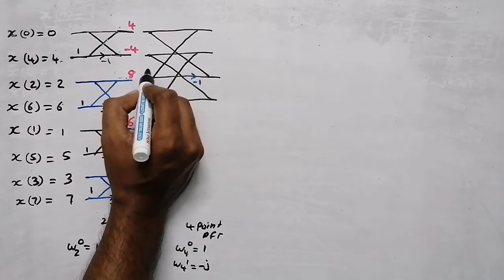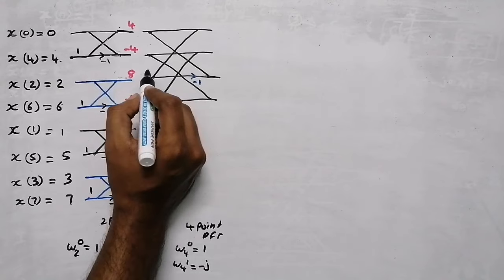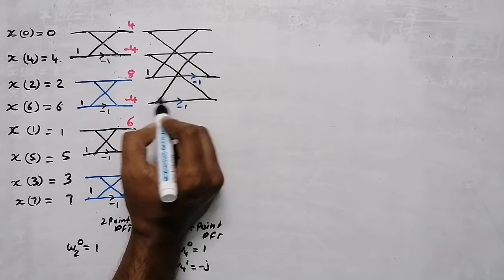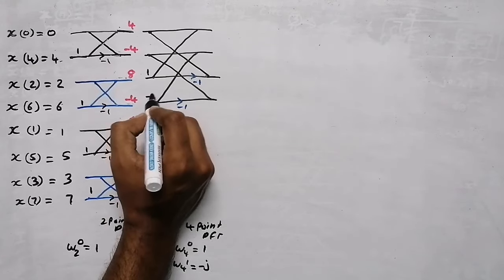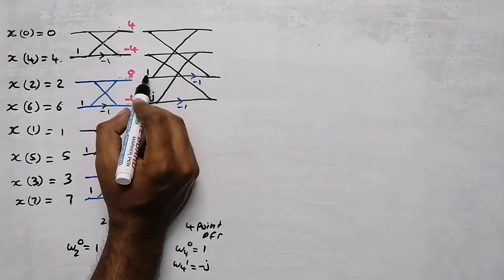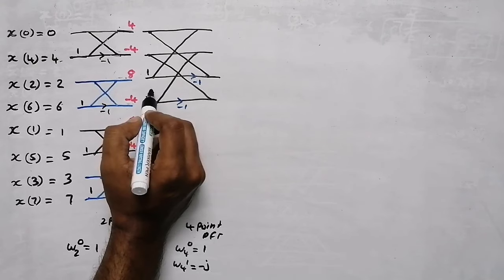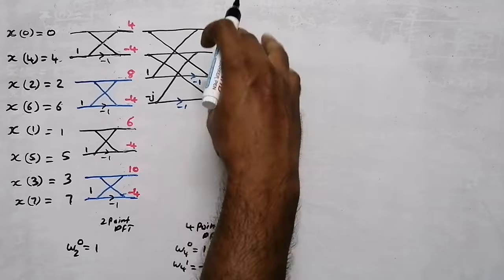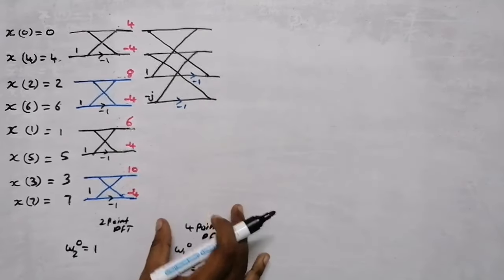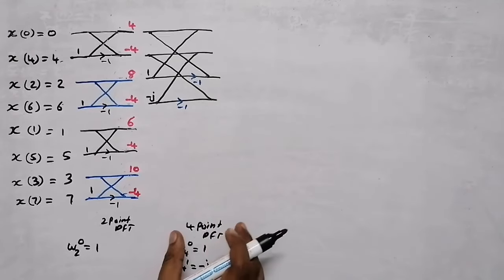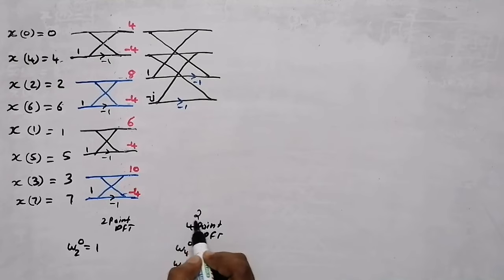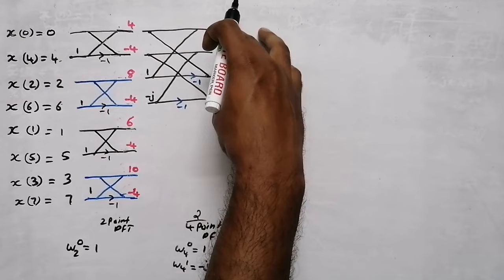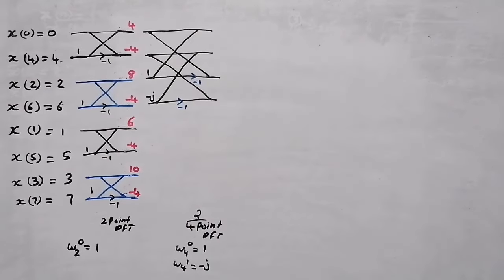So ahead of that, here we need to put 1, W 4 raised to 0. And here also ahead of that, we need to put minus j. This is W 4 raised to 0 and this is W 4 raised to 1. So this is one pair. In the second stage, second 4-point DFT, we need two 4-point DFT pairs. So this is one pair and we need to draw one more pair.